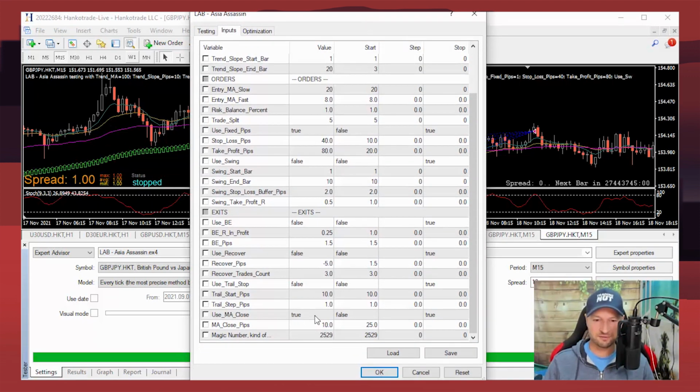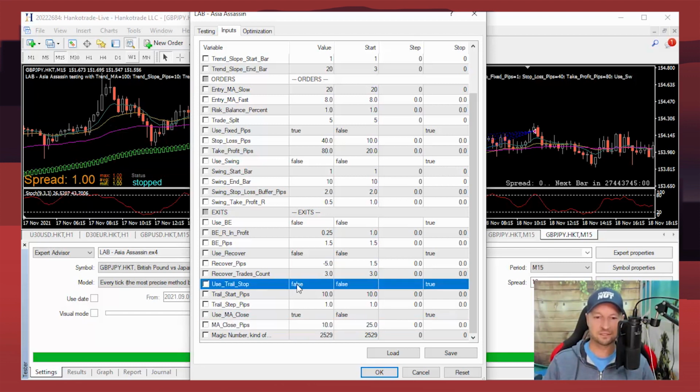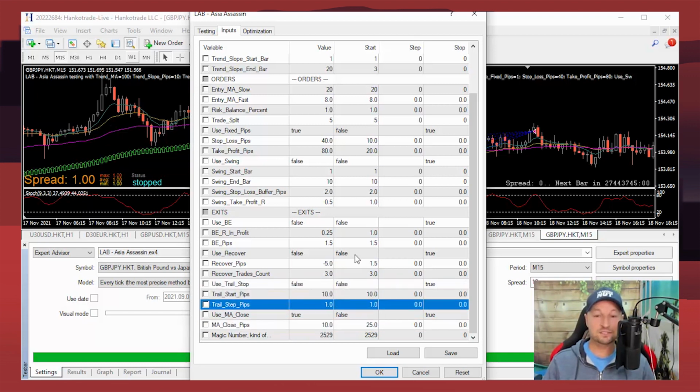That was a MA close, so you can choose the number of pips that you want to be above that moving average to close your positions, and then the trail stop here as well. So let's jump into some of the back tests.